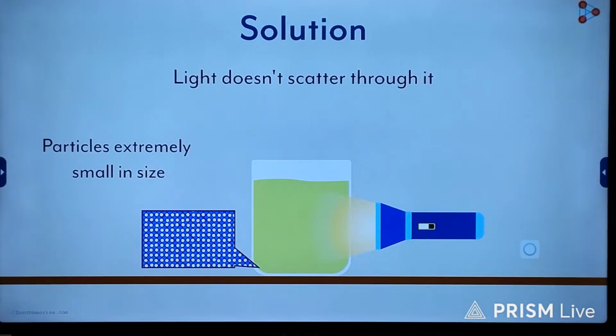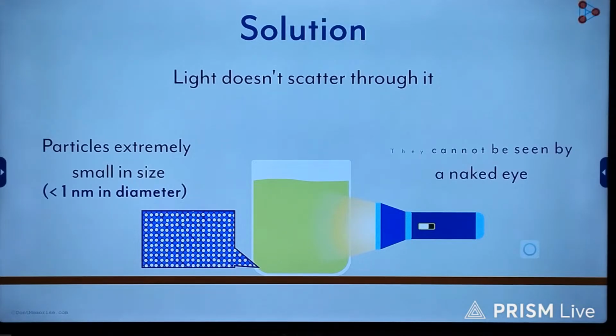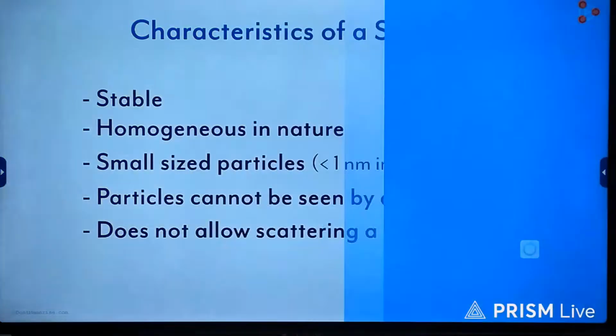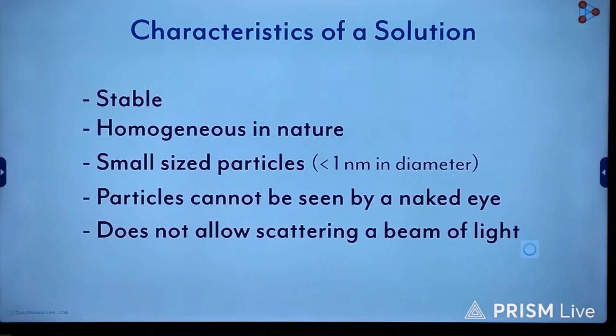Another characteristic is that the particles of a solution are very tiny, smaller than 1 nanometer in diameter, and hence they cannot be seen by the naked eye. So these were the characteristics of a solution. In the next video, we will look at a very important concept: the concentration of a solution.